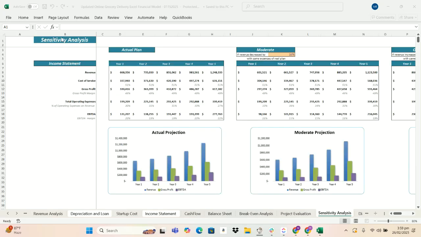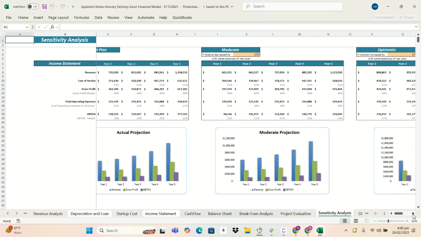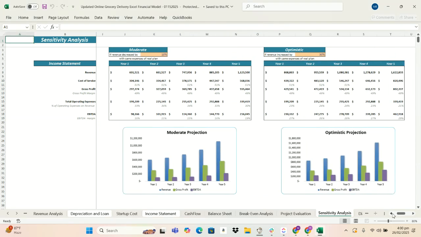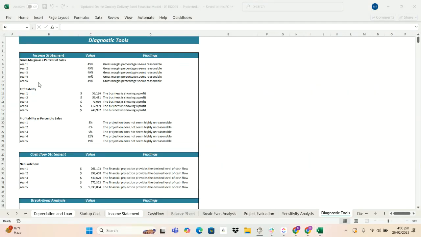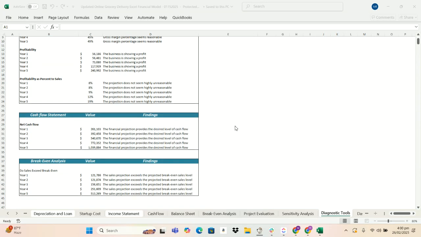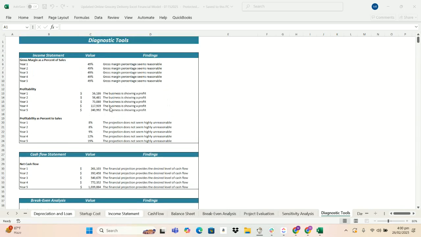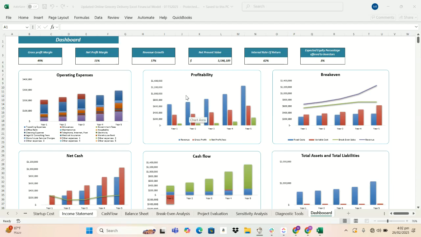Then next up we have our sensitivity analysis that is being calculated on 3 scenarios. Number 1 is actual plan, number 2 is moderate, and number 3 is optimistic. Over here you can see the charts as well. Then we have our diagnostic tools, in which income statement, cash flow statement, and break-even analysis is further described. Last but not least, we have our dashboard.